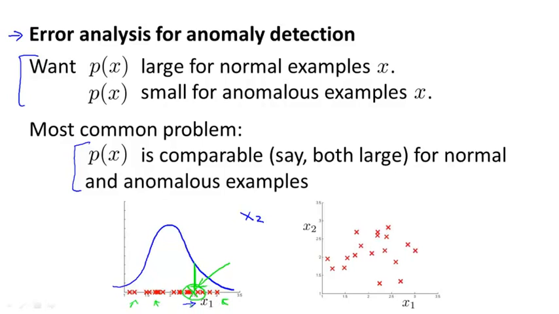And if I manage to do so, the hope would be that if I can create a new feature x2, then when I replot my data, if I take all my normal examples, like my training set, hopefully I find that all my training examples are these red crosses here, and hopefully I find that for my anomalous example, the feature x2 takes on a very unusual value.